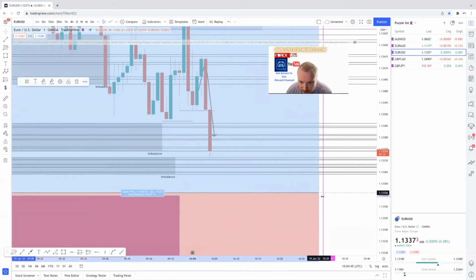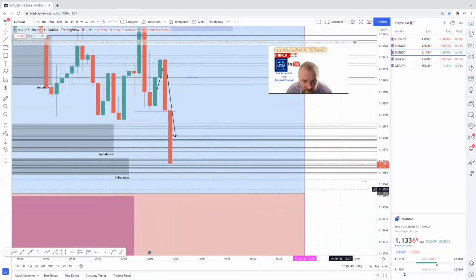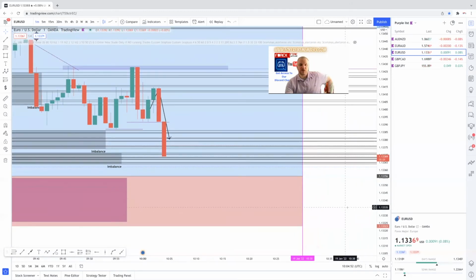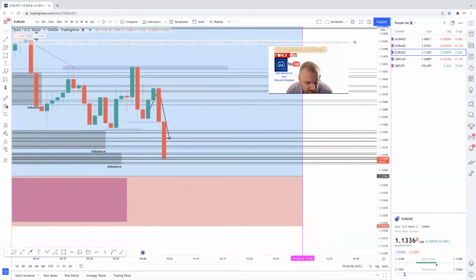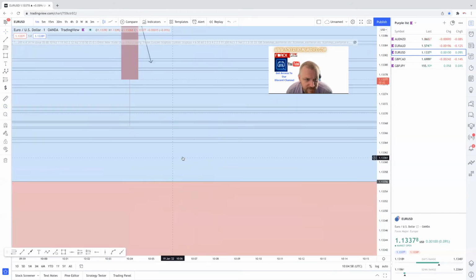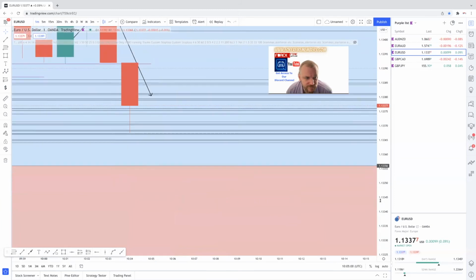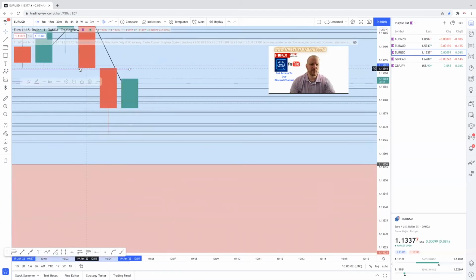Again, this will hold structure. I'll just play this out of here. Again, this might stop us out, to be fair. This might actually stop us out, but we'll see. We'll see what it wants to play. We'll get rid of this.